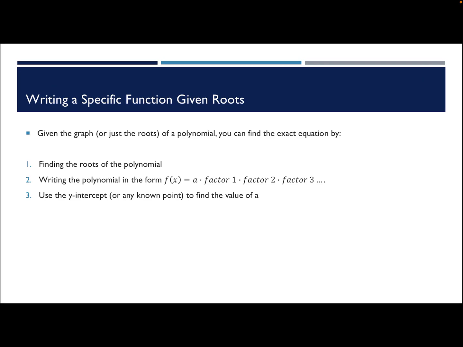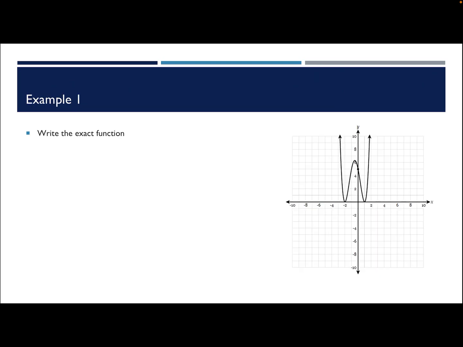All right, so next, we have to write a specific function given the roots. So the first thing you have to do is find the roots of the polynomial. Then write the polynomial in the form a, which is some number, and then multiply all of the factors, and then use the y-intercept or any point to find the value of a.